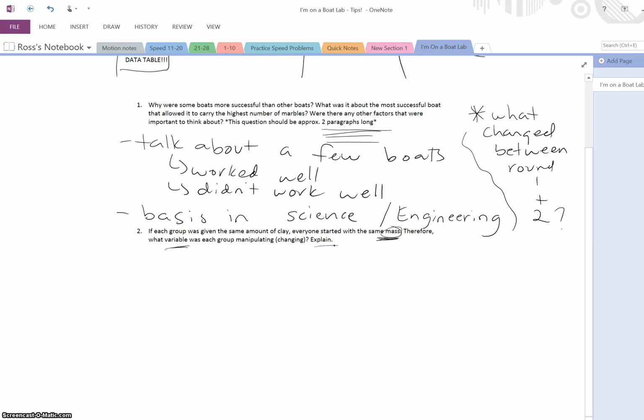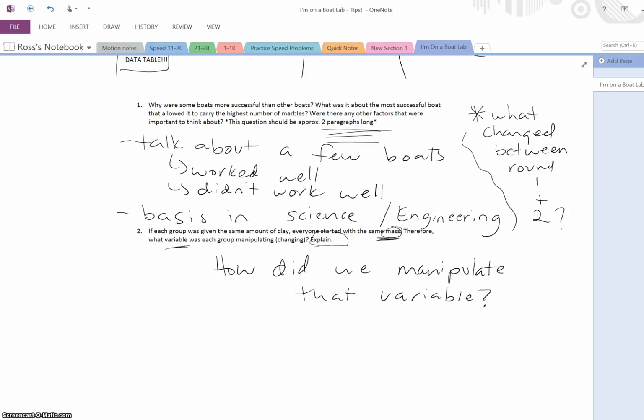Then you need to explain how that was done. So how did we manipulate that variable? Right? Give specific examples. How did we do that? That would be talking about the engineering process. How did we actually change that remaining variable? If we didn't change mass, therefore we were changing something else, and that's what you should be talking about in that question. So this, all told, should be about 3 paragraphs in total.